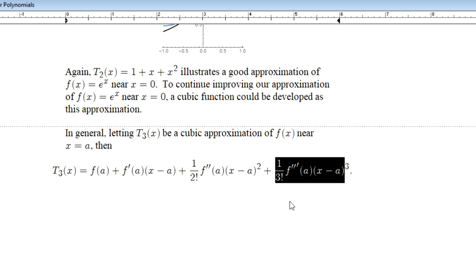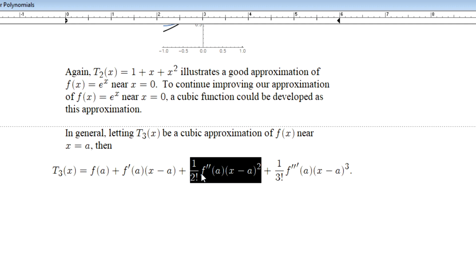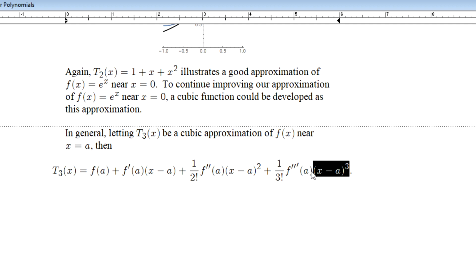We do have this pattern being established here, right? Notice we are adding on a term that looks very similar to the term that we added onto the quadratic, except it's now 1 over 3 factorial instead of 2. It is going to be multiplied by f's third derivative at a, and then multiplied by the quantity x minus a raised to the third power. There is a pattern happening here, right?